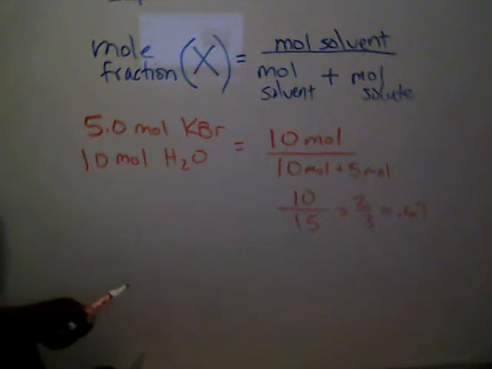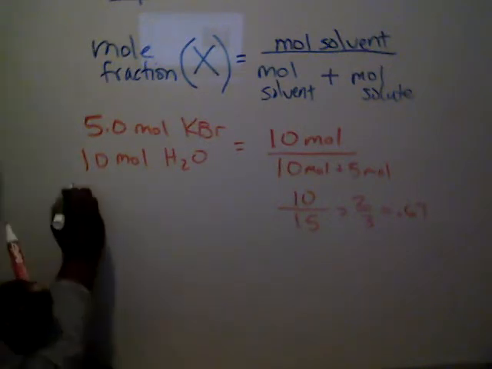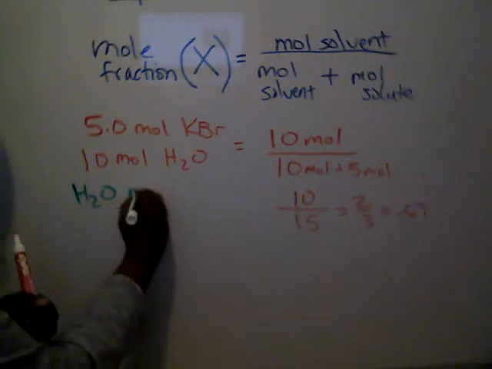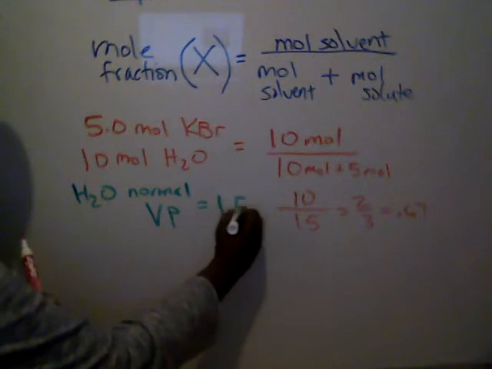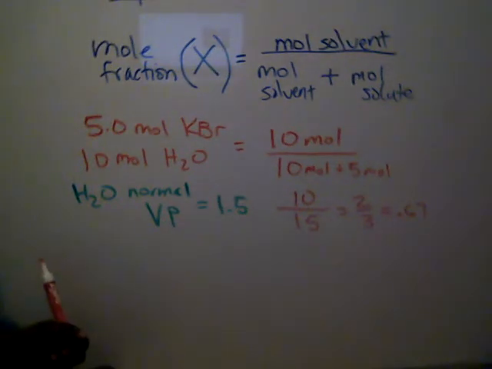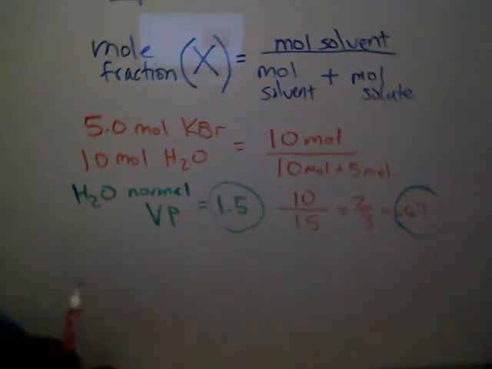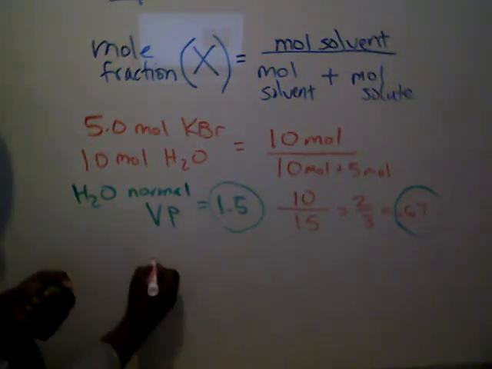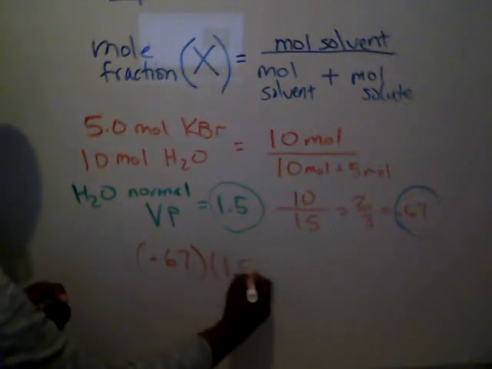Okay? So again, we said that water had a normal vapor pressure. So H2O's normal vapor pressure is about 1.5. So if we want to find what the new vapor pressure is, we need to take the mole fraction, and we need to take what the normal vapor pressure should be and multiply those two together. So we do 0.67 times 1.5.